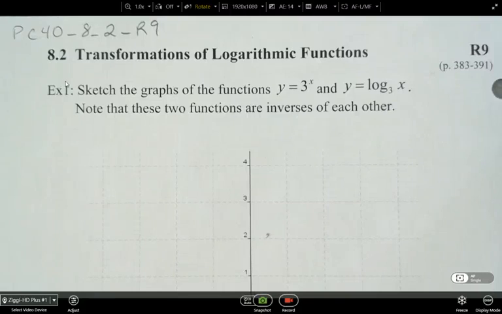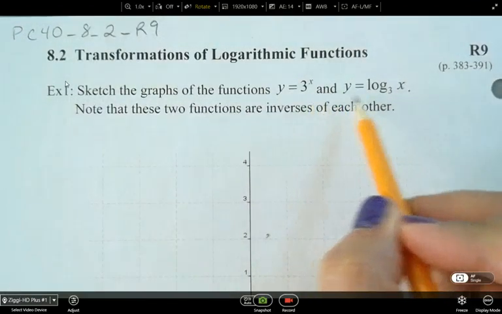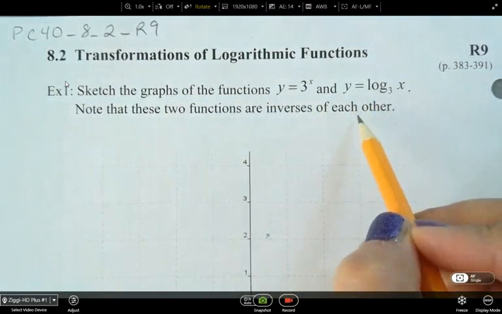So today we're going to look at 8.2 transformations of logarithmic functions. This is outcome R9. Now R9 says graph and analyze exponential and logarithmic functions. So that's what we're going to do. Okay, so yesterday we looked at exponential and logarithmic functions, right? And we noticed that these two are inverses of each other.